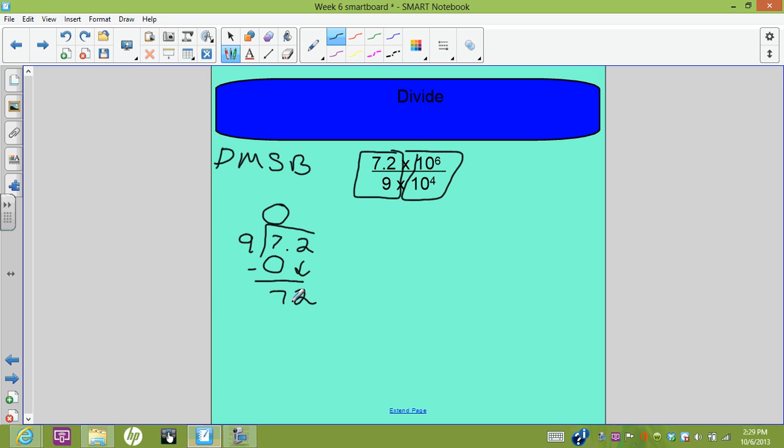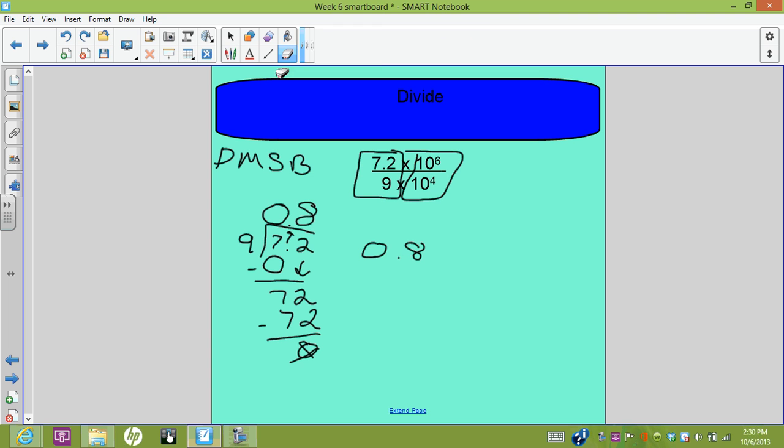Then I do it again. Does 9 go into 72? And it does. It goes in 8 times. 8 times 9 is 72. Subtract those two numbers and I get 0. That is my sign that the problem is done. I need to bring this little decimal point straight up into my answer. So I end up with 0.8 as the decimal part of my answer.